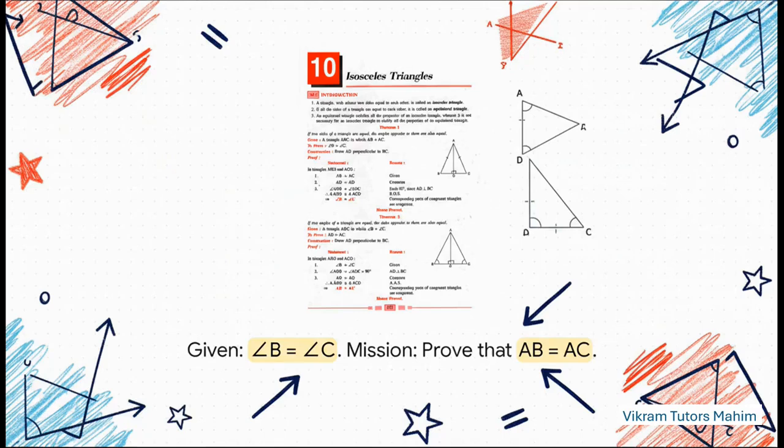Naturally, we've got to prove this one too. So let's flip the script. This time, our mission starts with a different piece of intel. We are given that the two base angles, B and C, are equal. Our job is to prove that the sides across from them, AB and AC, must be equal too.